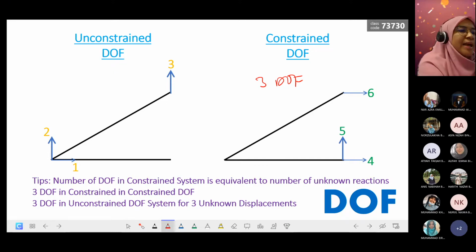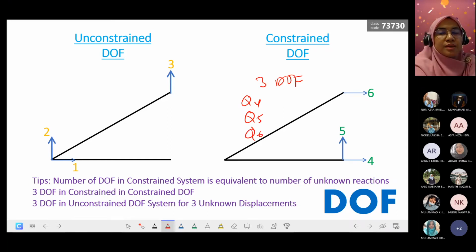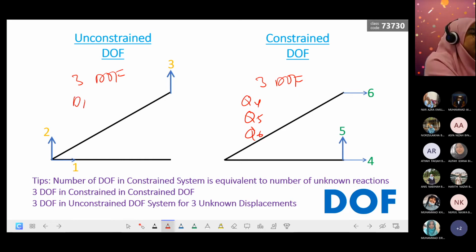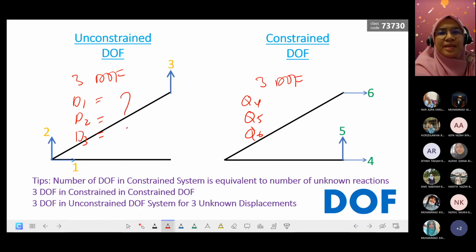3 DOF ni represent 3 unknown reaction. 3 unknown reaction, Q4, Q5, Q6. Okay, remaining 3 ada pada unconstrained. Ada 3 DOF. 3 DOF in unconstrained system means D1, D2, D3. Okay, so D1, D2, D3 become unknown in unconstrained system. Q4, Q5, Q6 become unknown in constrained system.